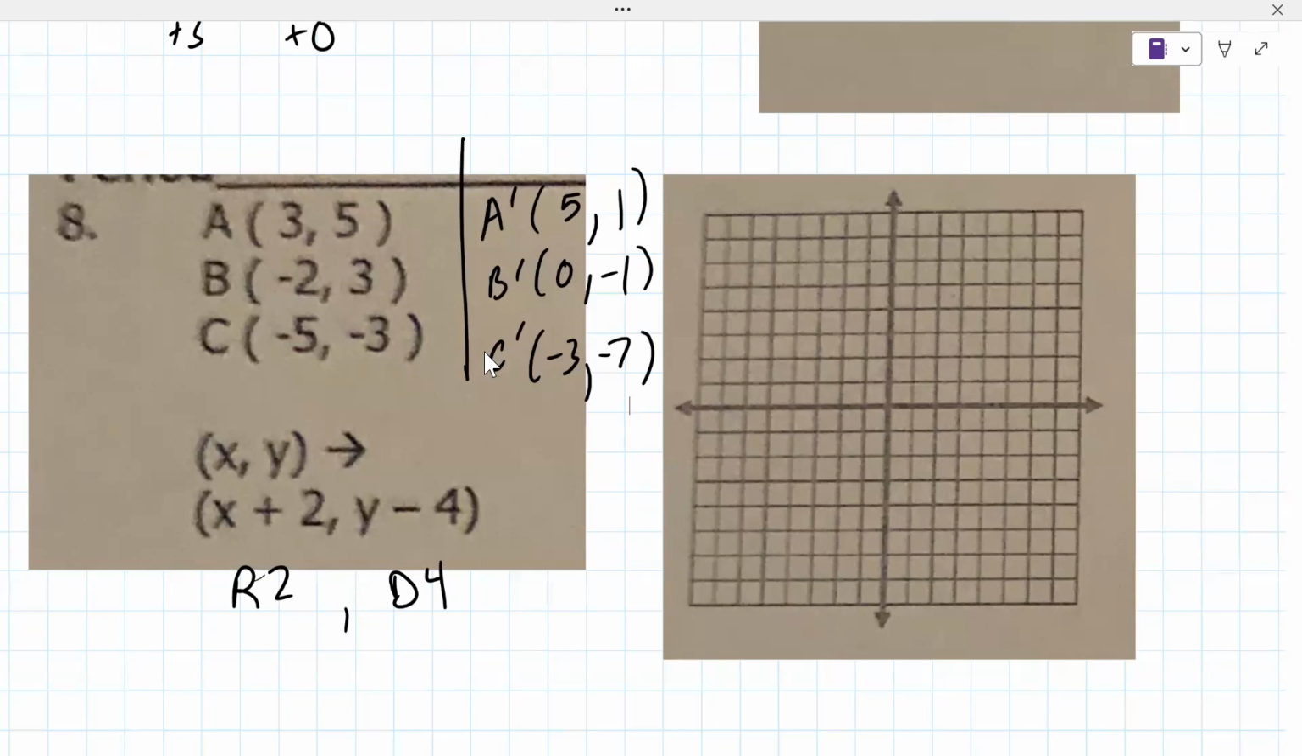Got it. So 3, 5 is up here. The other thing is make sure you label these appropriately, whether it's A or A prime. Any questions on any of this, how to do it?